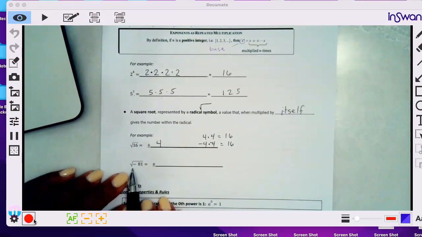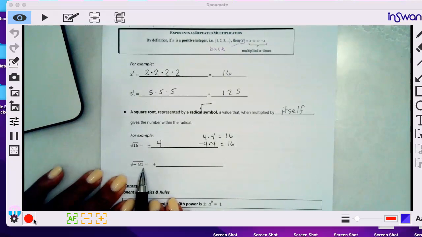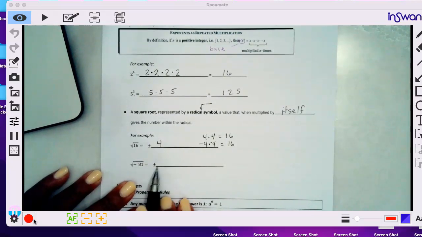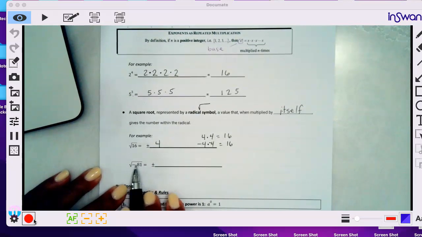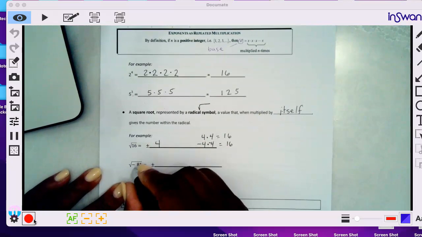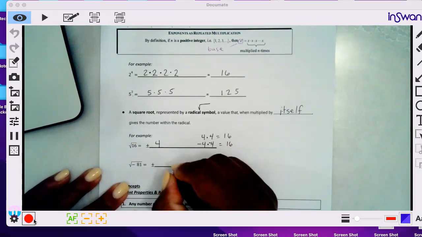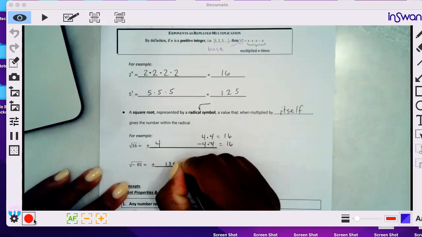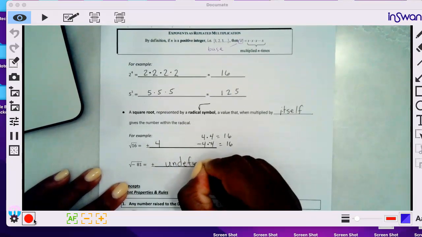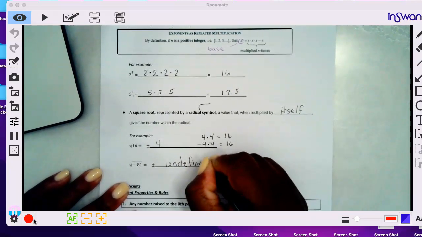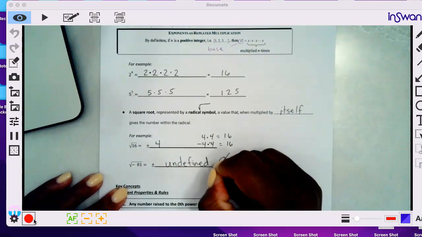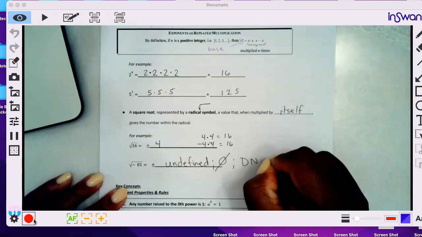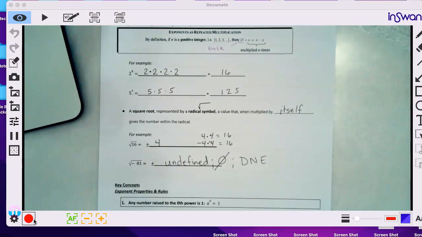Okay? If you put in the square root of negative 81, this cannot exist because you can't take the square root of a negative number, because nothing times itself will give us negative 81. So therefore, this will be undefined. So that means it does not exist. Or other ways you can write that is does not exist.